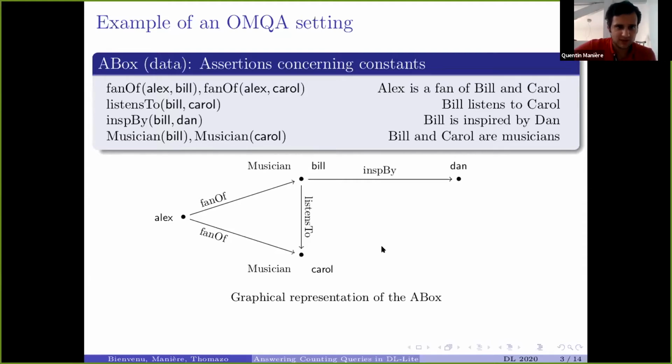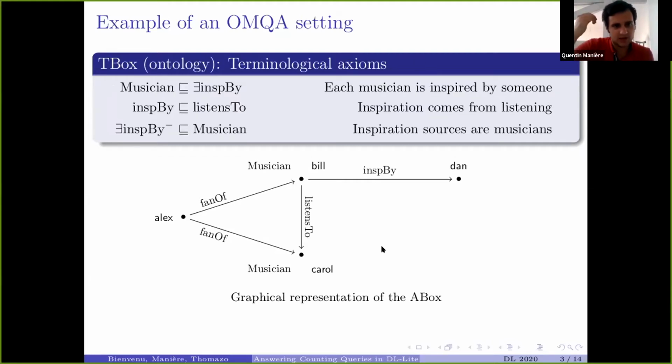And on top of this, we put an ontology that is a TBox. For example, the first axiom is stating that any musician must be inspired by someone. So you can already see that our knowledge is somehow incomplete, because Carol is a musician, but we don't know any person Carol is inspired by.